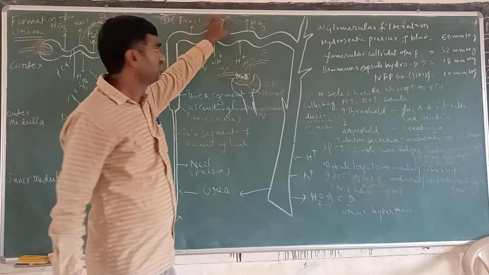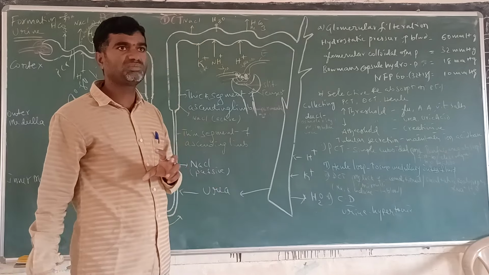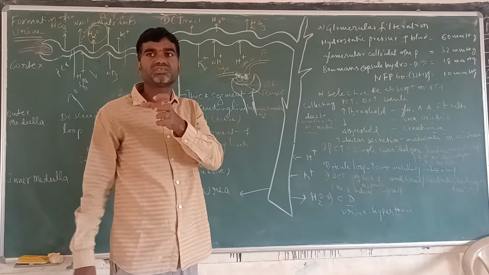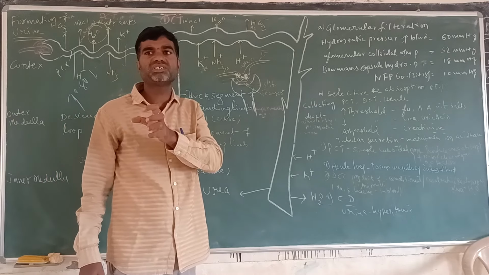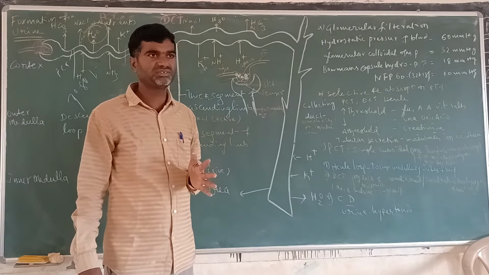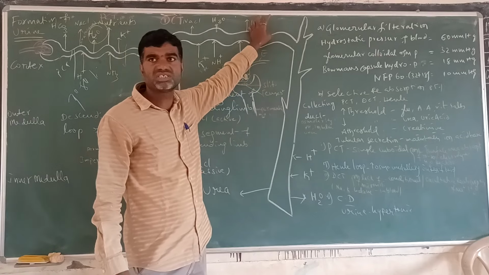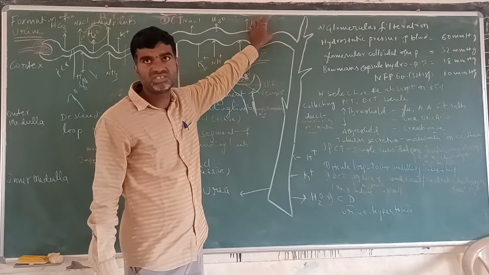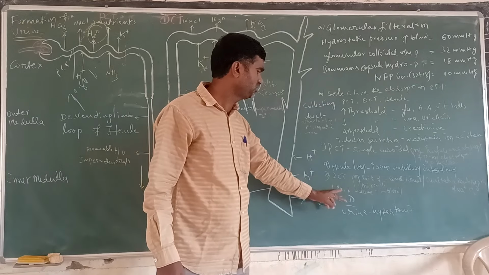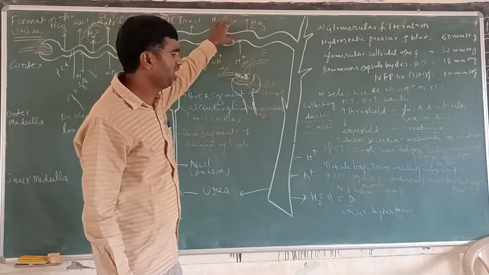So what here? Na+ along with what here? H2O molecules are reabsorbing. In the PCT there is more reabsorption, but that much is not there in the DCT. Somewhat concentrated H2O molecules are coming here into the DCT part, the distal convoluted part. So the DCT here is maintaining what? Sodium and potassium and acid-base balancing.